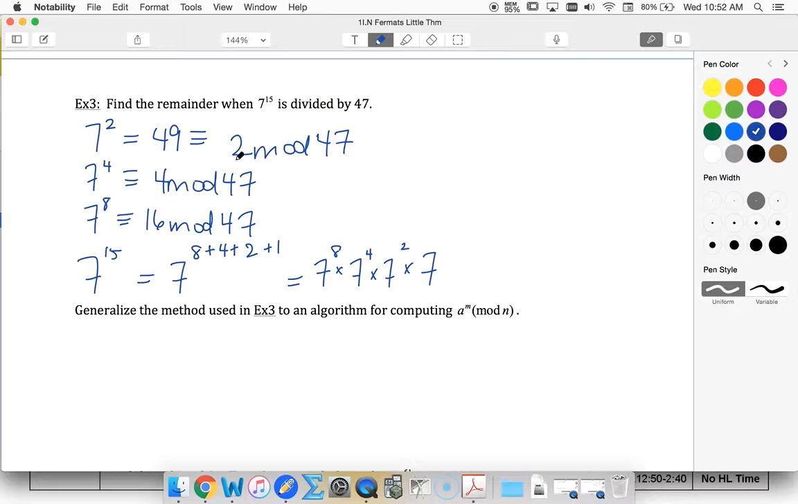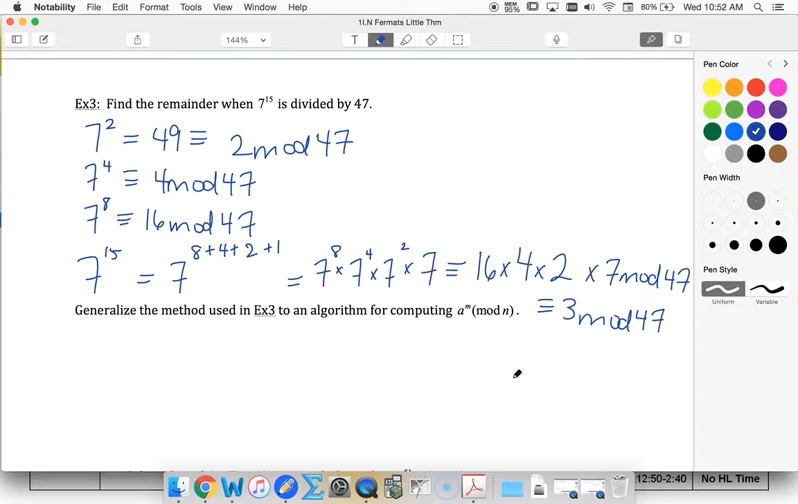And from this, I know that 7 to the 8th is equivalent to 16 mod 47. So I'm going to end up with 16 times 4 times 7 squared, which is 2. And then I have my leftover 7 times 7 mod 47. And now that's something that I can simplify and turn into 3 mod 47.